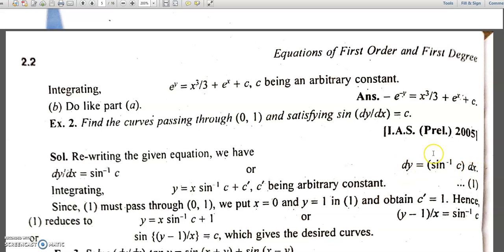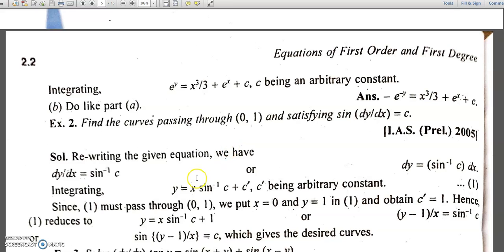Now if you integrate both sides, what you get? y = x sin⁻¹c, since the integration of dx is x. Again you have to add a constant, that is c'. Now this is your curve, isn't it? y = f(x) is the curve, and this is also called the solution. Now in the question it is given to find the curves passing through this point (0, 1). That means we need to find a particular solution.